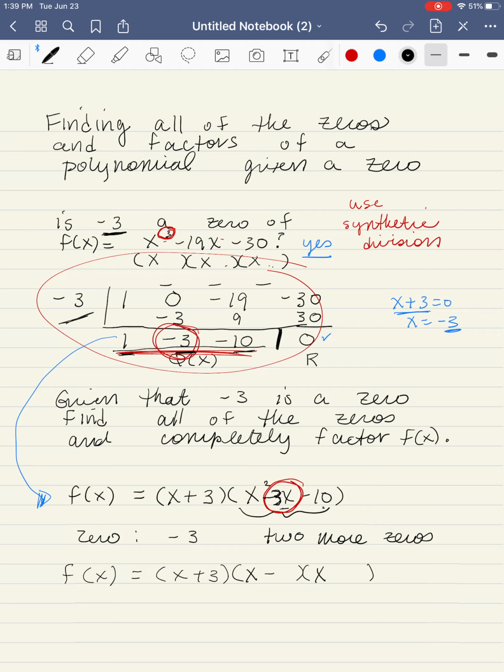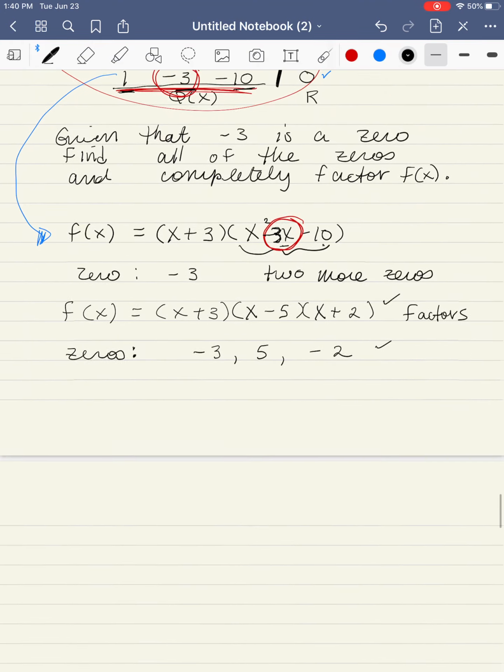So we're looking for two numbers that multiply to give me -10. I know I have to have an x and an x. Two numbers that multiply to give me -10 and add to give me -3, and those are going to be -5 and +2. So all three of my zeros are going to be -3, positive 5, and negative 2. So I have found my factors, and I have found my zeros. And I did end up with 3 of each, as I knew that I would.